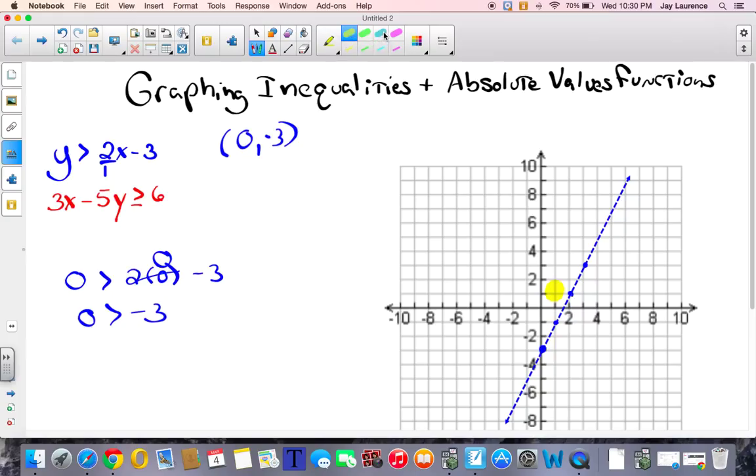Oops, I should be using blue, excuse me. Get rid of that yellow there. Okay, and so I should be shading this side of my line. Like that.